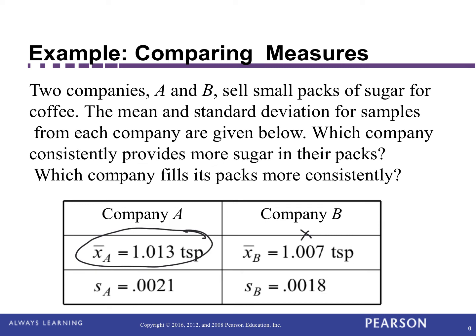But which company fills its packets more consistently? We can see that the standard deviation, S, of group B is smaller. That means that they're more accurate in perfectly filling their little packets of sugar for coffee. So company B is more consistent in filling it, whereas company A typically gives more sugar in the packets.